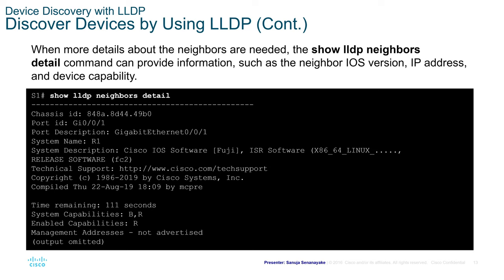So when more details about the neighbors are needed, you can use the show LLDP neighbors detail command, which can provide information such as the neighbor iOS version, IP address, and device capability. So if you have Cisco devices on your network, but you're not running CDP, you're running LLDP, you can run show LLDP neighbors detail on your Cisco device, and that will give you information such as the neighbor iOS version, IP address, and device capability.